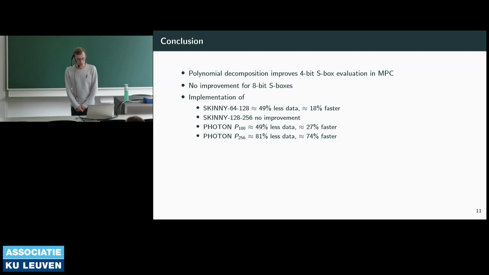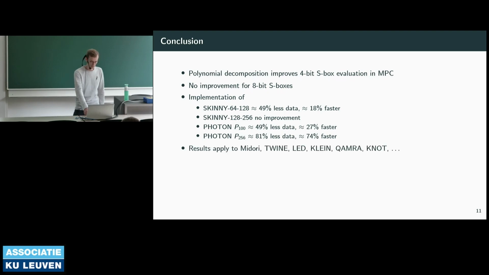In the paper, we also have a benchmark and implementation of the SKINNY that I already showed you. For SKINNY 128.256, this is the SKINNY instance that uses an 8-bit S-box, and there we cannot report an improvement. For Photon P100, this is the smaller instance of Photon, which uses a 4-bit S-box, so we can apply the same techniques and we get roughly the same speedup. And for Photon P256, this uses the AES S-box, and there we can apply the non-AES optimizations from the literature, and we also get a speedup compared to the Boolean circuits. And then I want to highlight again that this is not limited to SKINNY or Photon, but can apply to any ciphers that use 4-bit S-boxes, like these and many more.